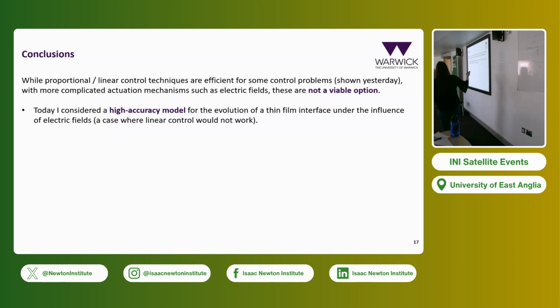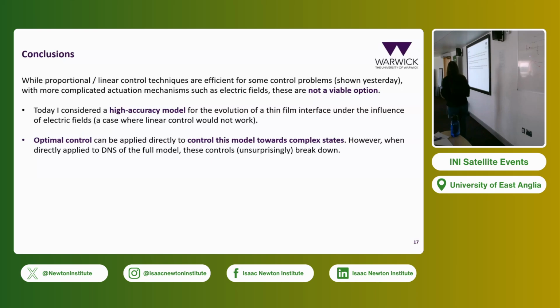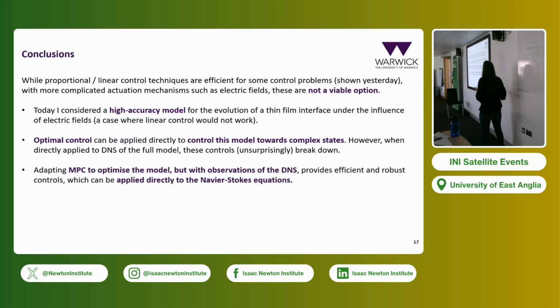and we cooked up the hardest case to control that we could think of at the time, which is already below the plate so that it's already unstable and with more things going on. And then you can optimize this model with optimal control, even though you shouldn't do it with linear proportional controls. But you can control it to any complex state that you can think of. And unsurprisingly, this breaks down when you apply it directly to the DNS. But then you can adapt other optimal control techniques like model predictive control to give you an efficient and robust way of controlling these things.